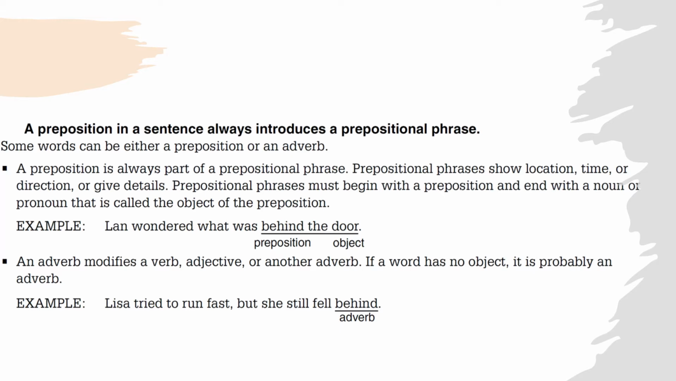Secondly, we have adverbs. An adverb modifies a verb, adjective, or another adverb, which is a lesson that we covered earlier as well. If a word has no object, it is probably an adverb. So, for example, Lisa tried to run fast, but she still fell behind. So here we have the same word, behind. In the first example, it is functioning as a preposition. In the second example, it is functioning as an adverb.